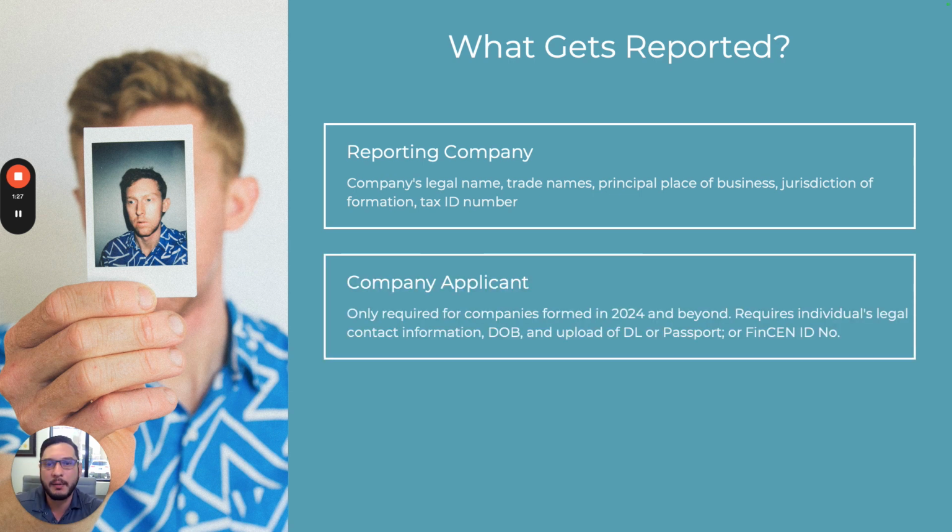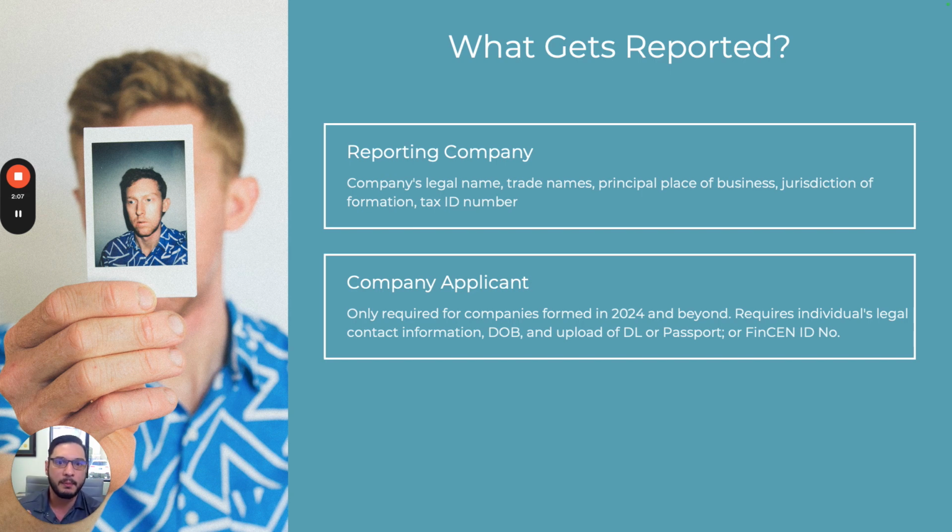In addition to the reporting company, you need to report what's called the company applicant. The company applicant is the person who is responsible for forming a company. Now, this could be multiple people, right? I'll give you an example. Mickey Mouse wants to form Disney Incorporated, right? But he hires my law firm to form it. Well, in that situation, there's going to be two company applicants. You have Mickey Mouse and then myself as the lawyer that formed it. So there's two company applicants that will need to be reported.